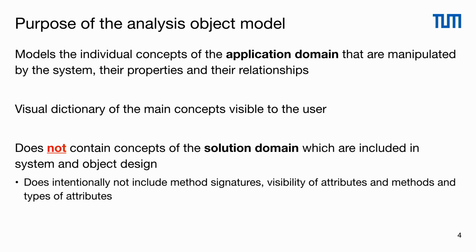In order to decrease the complexity and also hide solution details, it does intentionally not include visibility of attributes and method signatures, even if we already know these details. So which elements are actually covered by the Analysis Object Model?